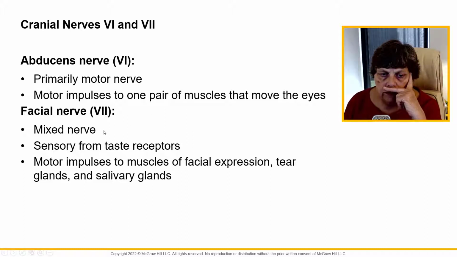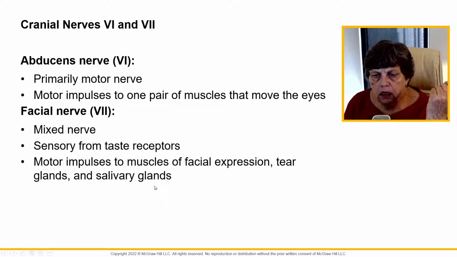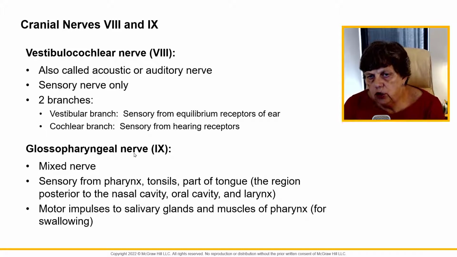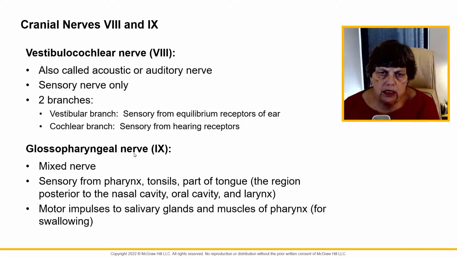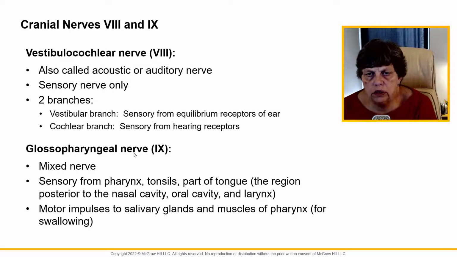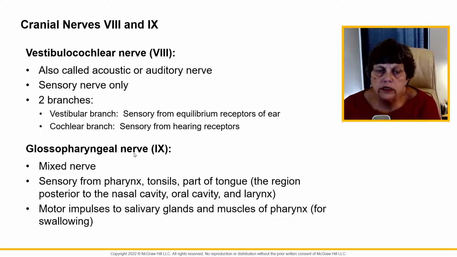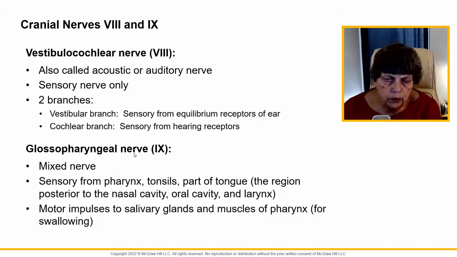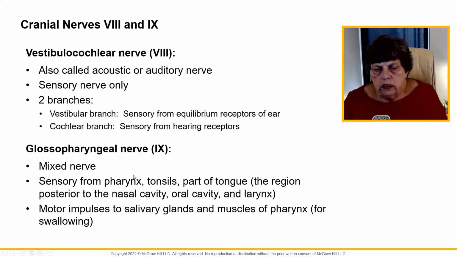The facial nerve, this is facial expression. This is cranial nerve 7. Facial expressions, the tear glands, salivary glands, that sort of thing. Vestibulocochlear nerve 8. You're going to learn about this when we get to the ear, but this can be called the acoustic nerve or the auditory nerve. This is sensory, and the reason why it's split: the vestibular branch is the equilibrium receptors of the ear, whereas the cochlear branch is the sensory from the hearing receptors. When we get to the ear, we'll look at this.